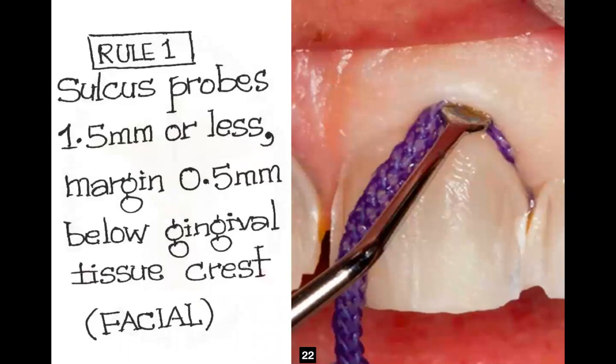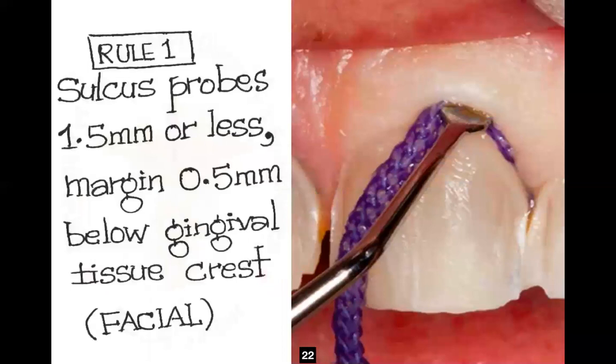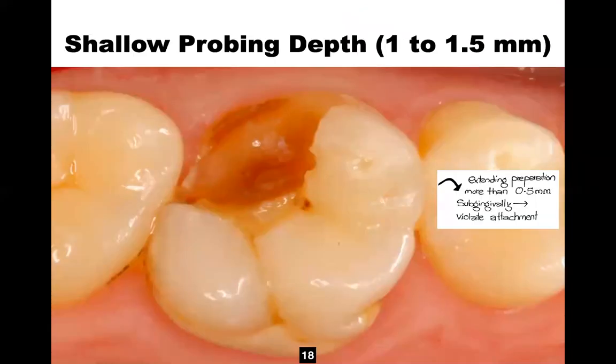So the first rule of how to place the margin, the guidelines for margin placement, says that if you're probing the sulcus and it is 1.5 mm or less, I repeat, if you probe the sulcus and it is coming out to be 1.5 mm or less, we have to place the restoration margin 0.5 mm below the gingival tissue crest. This is especially important on the facial aspect, and it does prevent the biologic width violation.